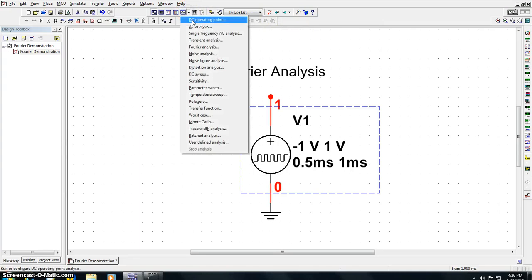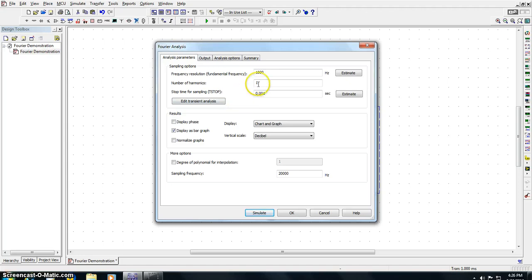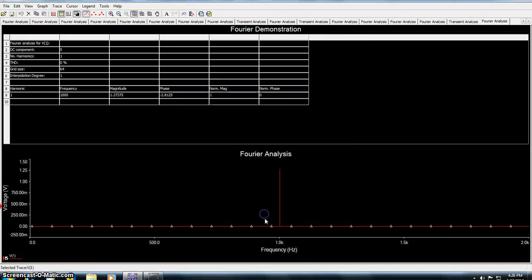So let's go in and do Fourier analysis right here. Click on Fourier analysis. And the first thing I'm going to do is look at only one component. The number of harmonics is 1, and I'll set this on a linear scale down at the bottom, linear with chart and graph. And I'll click simulate. And as you see here, between the frequency range from 0 to about 2 kilohertz, we only see one component at 1 kilohertz. It is a periodic signal, and a periodic signal has its spectral components at the fundamental, meaning the frequency at which the waveform repeats itself, and then integer multiples of that frequency.